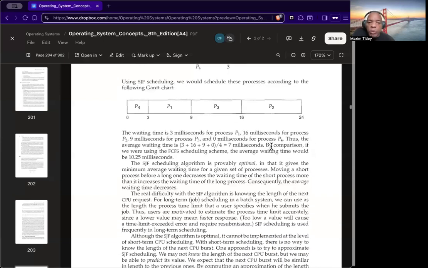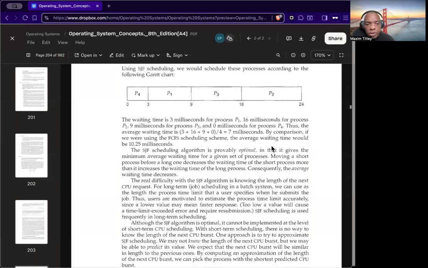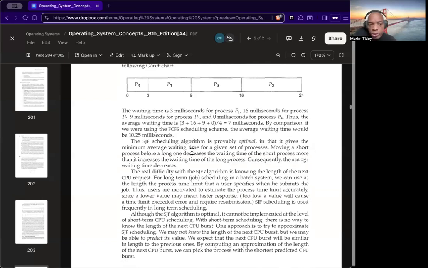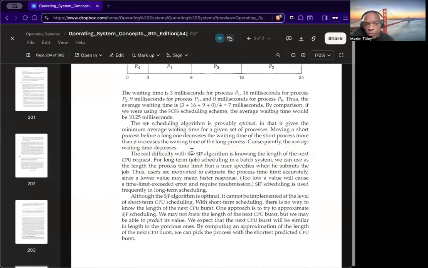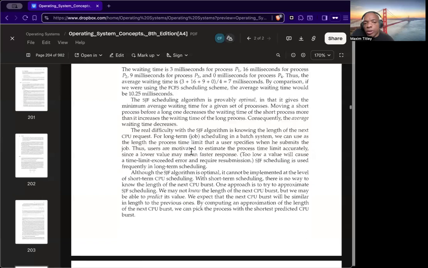milliseconds of waiting, right? So if we use first come, first serve scheduling, then the average waiting time would have been 10.25 milliseconds. So shortest job first is provably optimal. It's faster because on average, most processes will wait less time to start executing and finish.